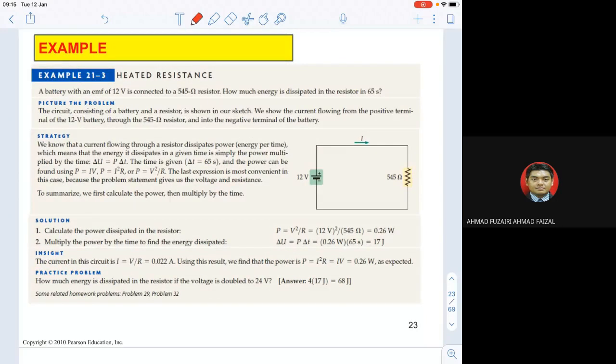All right, so let's look at this example. The circuit consists of a battery and a resistor. This is a battery and this is a resistor. This is one of the simplest electric circuits we can have, because it contains V, the electric potential, and it contains R. So V equals IR, and we can see this circuit follows Ohm's law.